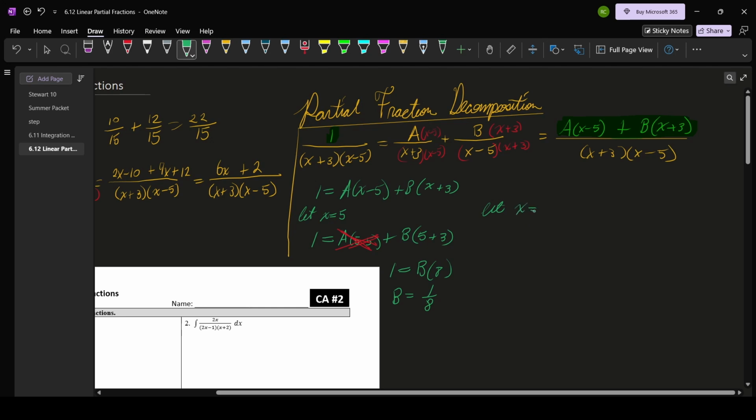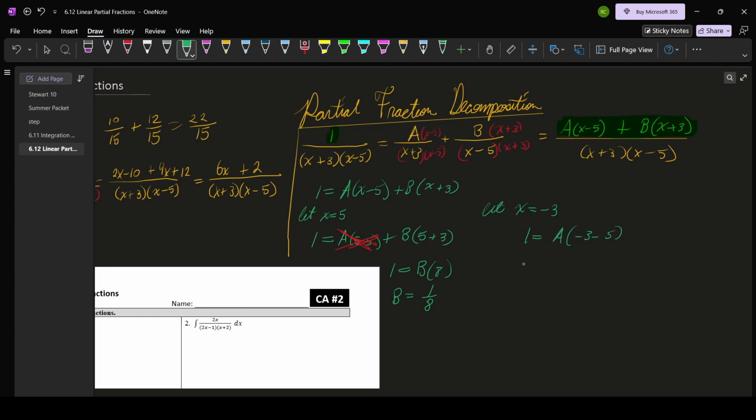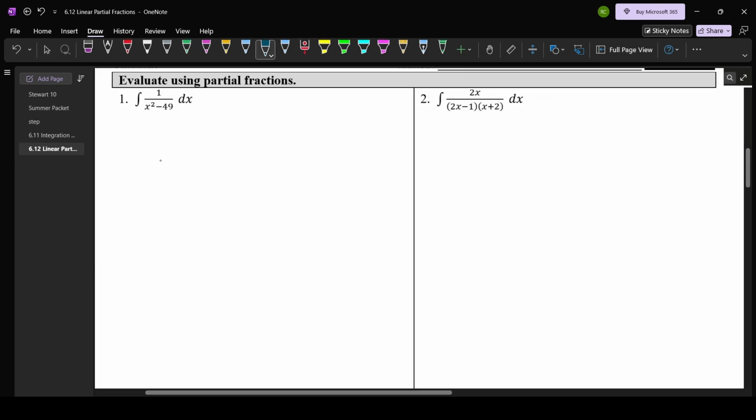Let x equal -3, because when we plug in -3 here, this b term will cancel out and we're left with 1 equals a times -3 minus 5. 1 equals a times -8. So a is -1/8. Okay, so here, our first question, we have 1 over x squared minus 49.